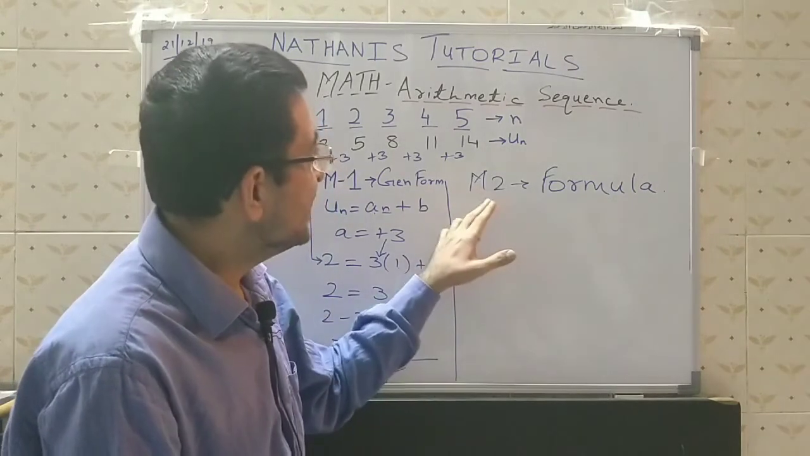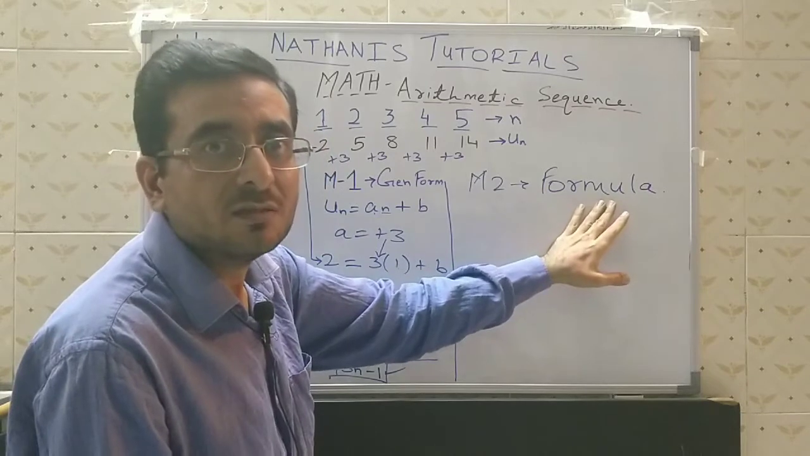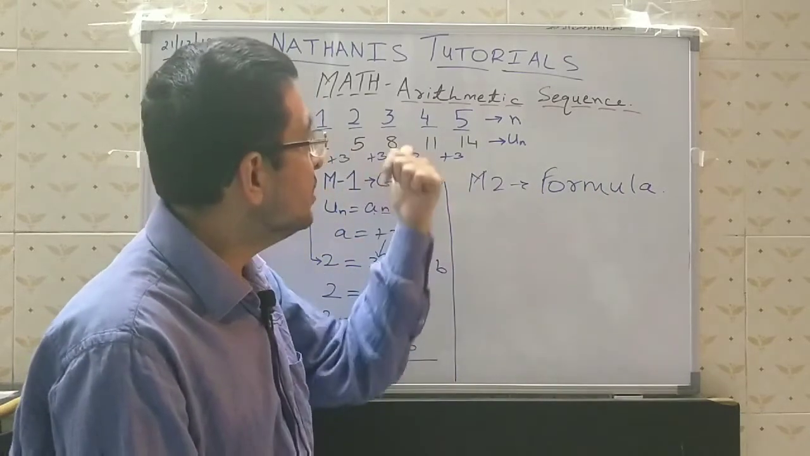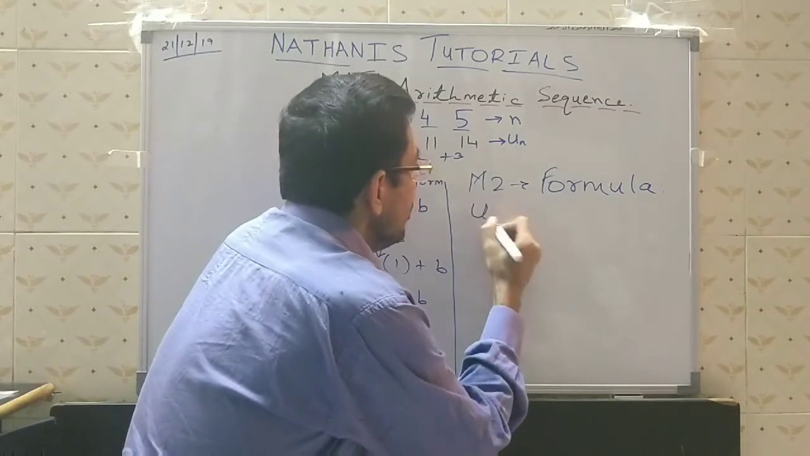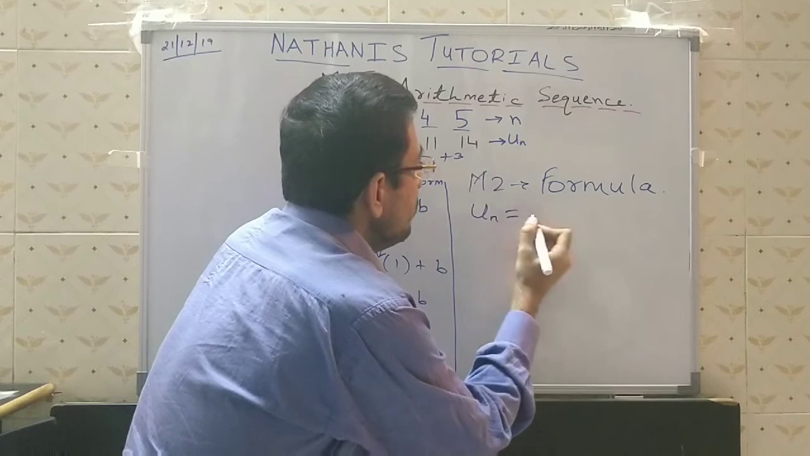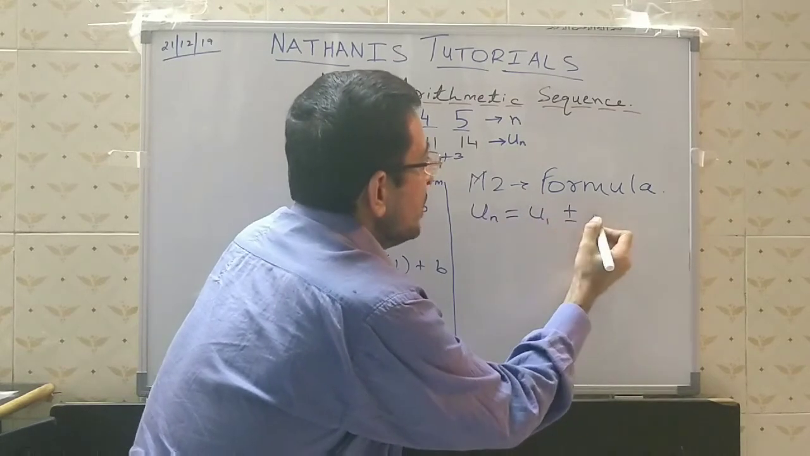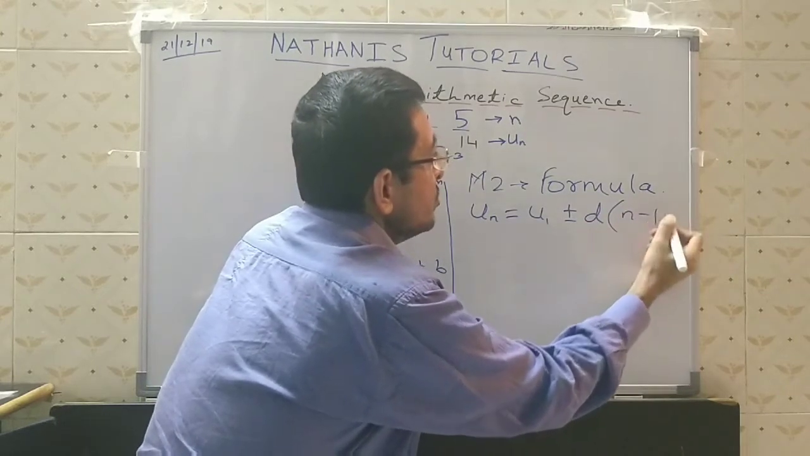Let's look into the second method. Method number 2 is called the formula method. Here I'm going to write down a formula to find out the nth term of the sequence. The formula is Un equals U1 plus or minus D, bracket open, n minus 1.